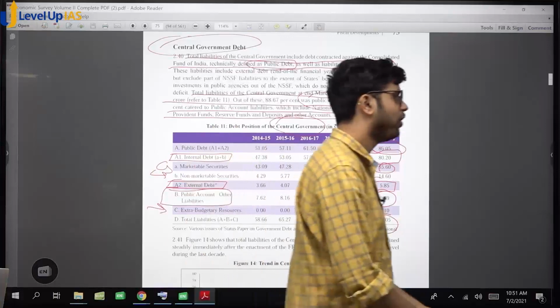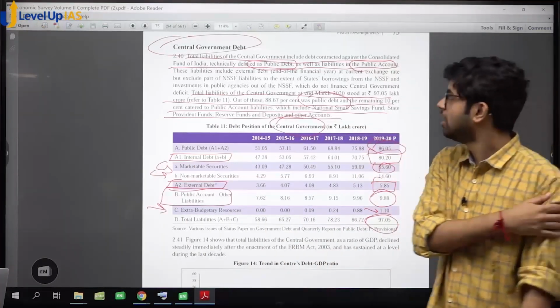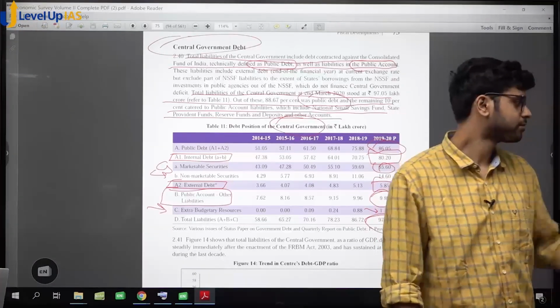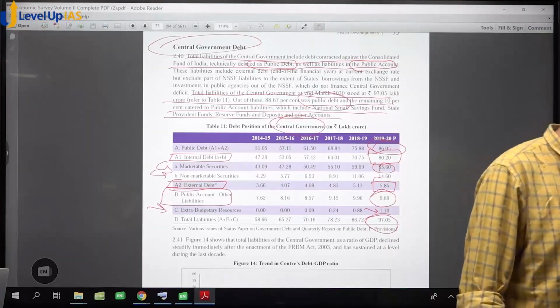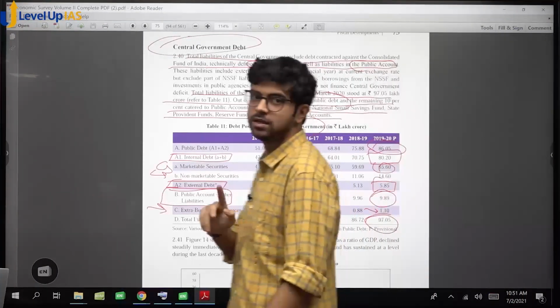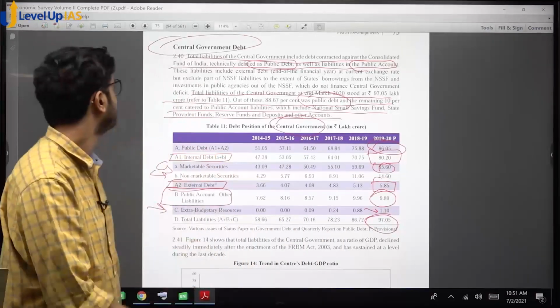See this. This is what I wanted to show you. Finally, after a long journey, painful journey. Read this. Central government debt. Read this. We are reading the economic survey in foundation lectures. इससे ज़्यादा better क्या हो सकता है? Total liabilities of central government include debt contracted against the Consolidated Fund of India, technically defined as public debt, as well as its liabilities in the public account. Yes, we did all this, two types, public debt and public account.